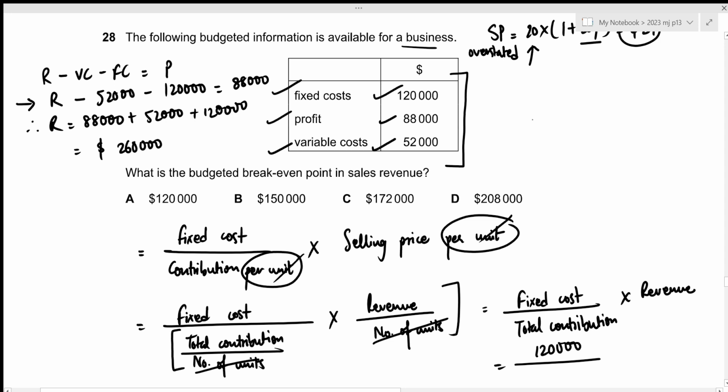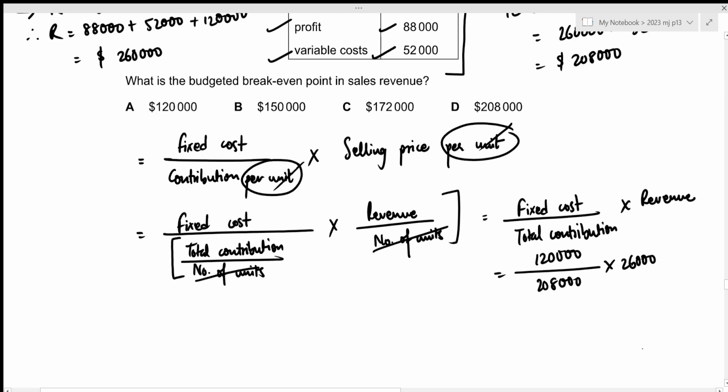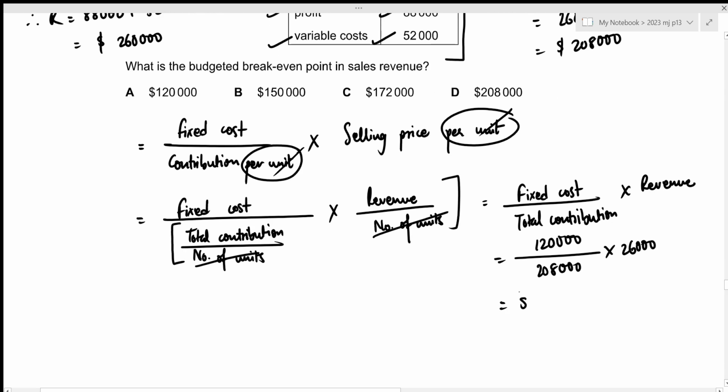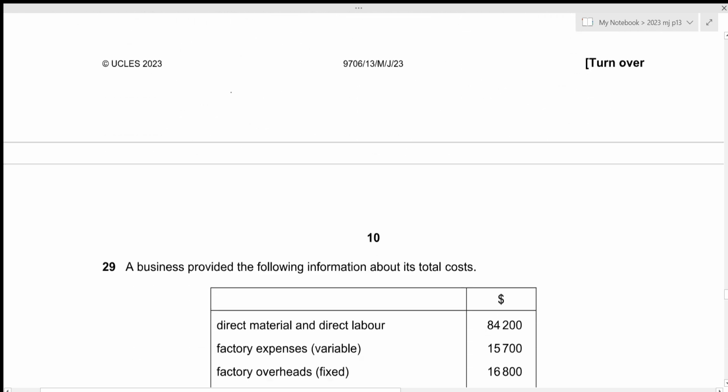Alright, let's figure out our total contribution as well. That will be revenue minus variable cost. We just figured out the revenue to be 260,000. The variable cost is 52,000, which gives the total contribution to be 208,000. So that's 120,000 divided by 208,000 multiplied by 260,000. This gives the budgeted break-even point in sales revenue to be 150,000. This is given in option B. Let's move towards the 29th question.